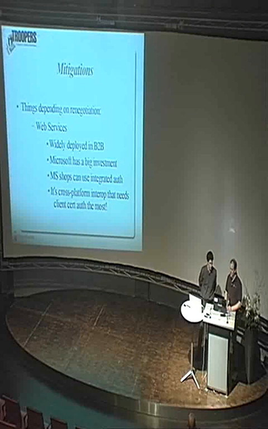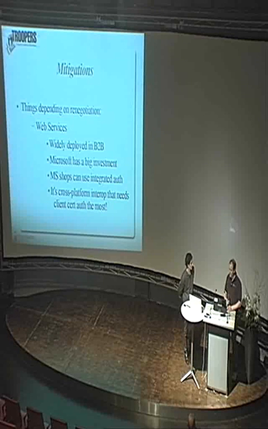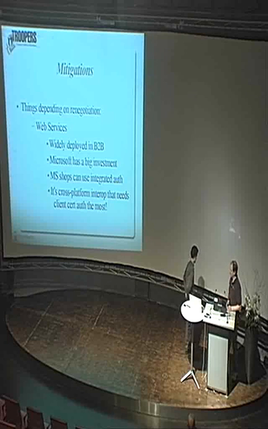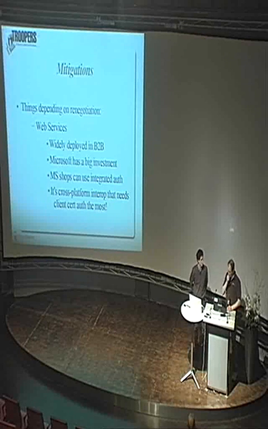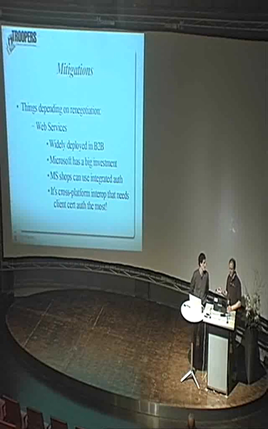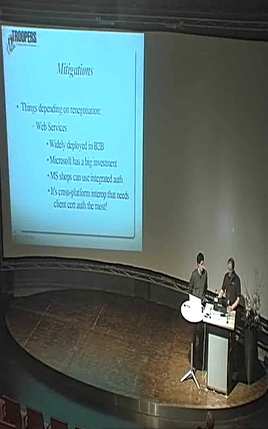So the ironic thing here is that if OpenSSL doesn't feel a great motivation to fix renegotiation correctly and just ships a patch to say disable renegotiation entirely, and their customers aren't complaining, well, Microsoft shops can just switch to using integrated auth inside of a domain. That'll still be pretty secure without the renegotiation, but it's the cross-platform interoperable stuff that needs client cert authentication the most.